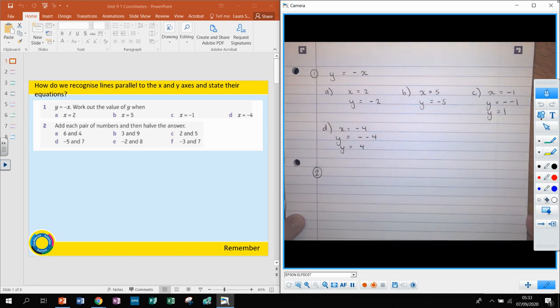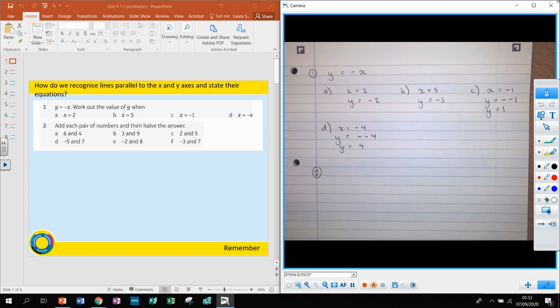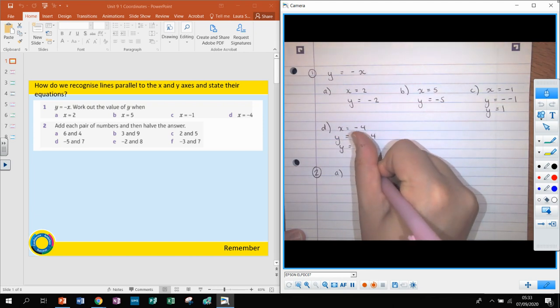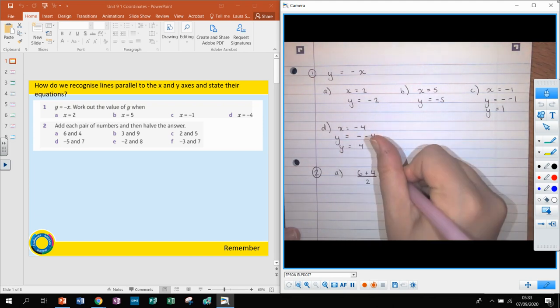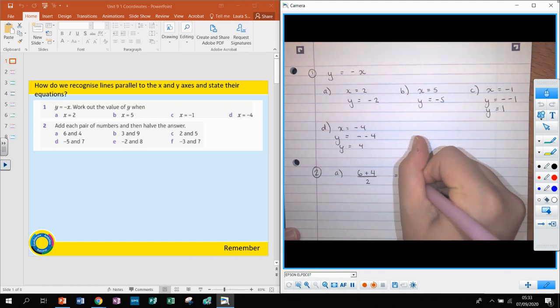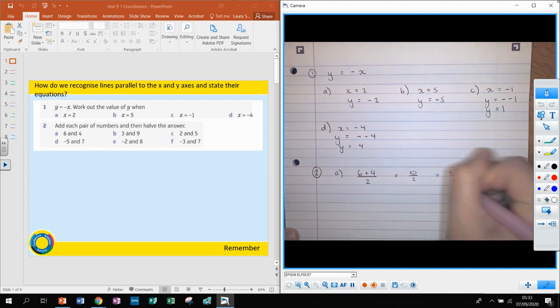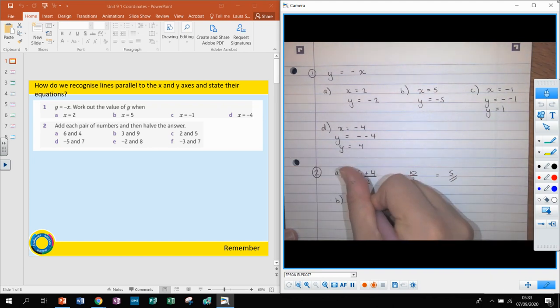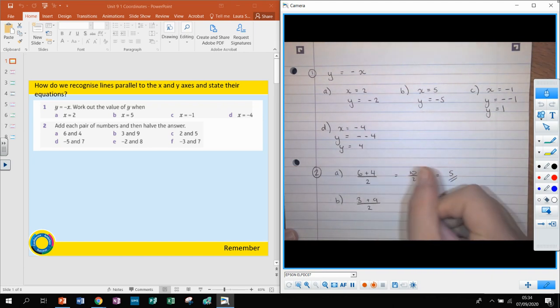And question 2 says to add each pair of numbers and then halve the answer. Now, if we don't read carefully, we may not have it. Okay, halving means to divide by 2. So let's look at part A. We would have 6, add the 4, and then we would divide by 2, which is equal to 10 divided by 2, which is equal to 5. For part B, we would have 3 add 9 divided by 2, which is equal to 12 divided by 2, which is equal to 6.